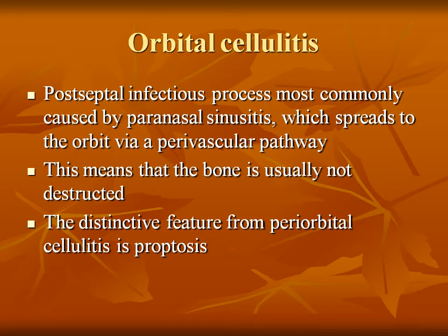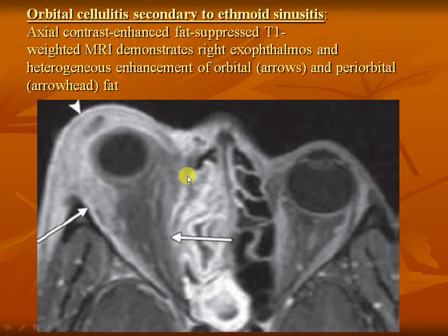Okay? So one feature to look for is very important, and that is proptosis. If there is proptosis, it's postseptal, it's severe. If there is no proptosis, it's preseptal, it's mild to moderate. You can see here, this is a T1 MRI with contrast. You can see first diffuse enhancement of the soft tissues, both pre- and postseptal. You can see ethmoid sinusitis here, and it's spreading into the postseptal region, the orbit proper, resulting in marked proptosis. See this orbit compared with the other one. There is marked proptosis indicating postseptal or orbital cellulitis.